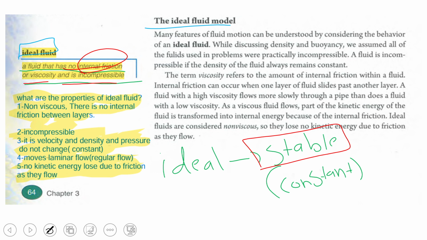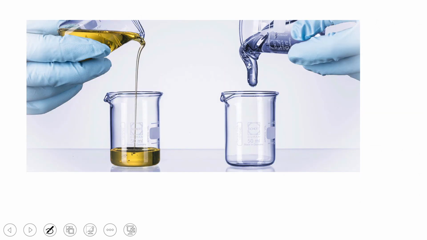We have some properties of ideal fluid. First property, non-viscous. Guys, all is about non or incompressible. Non-viscous, incompressible, velocity, density, pressure, no change. Constant, no kinetic energy loss. Yani, we have all this because we have an ideal fluid. The properties of ideal fluid. First, non-viscous. First, let me tell you the meaning of viscosity.